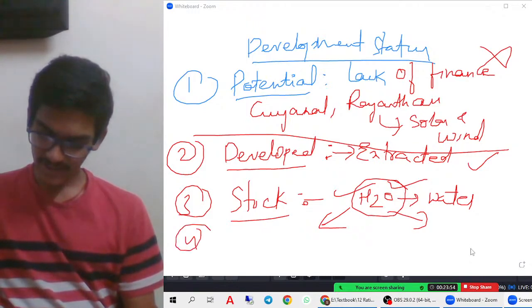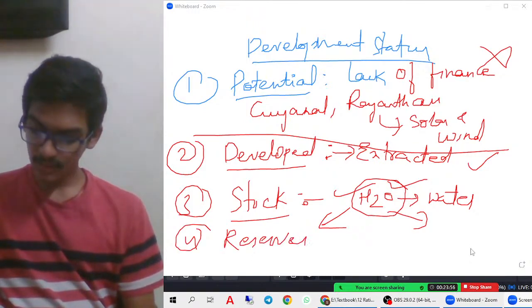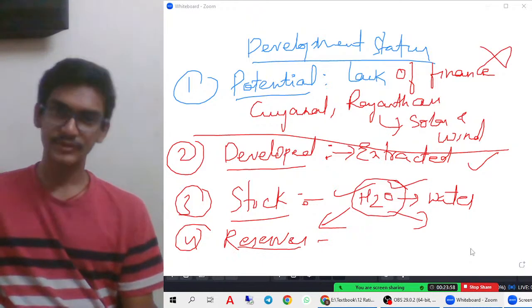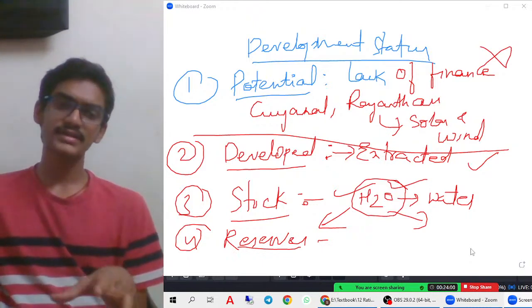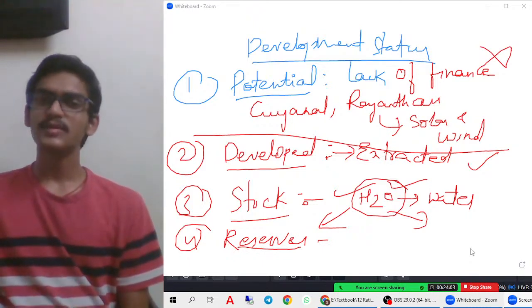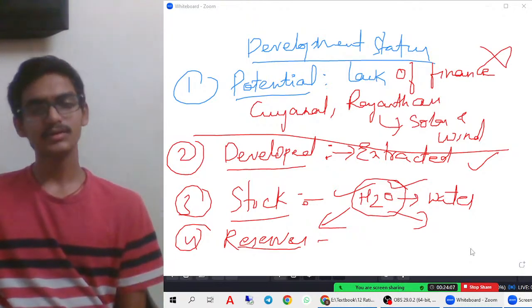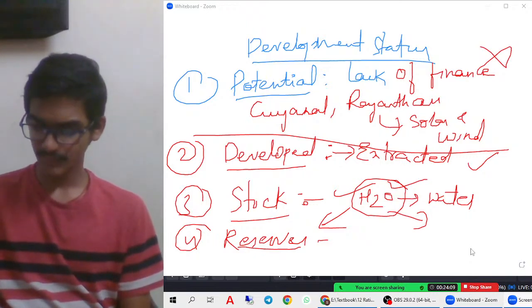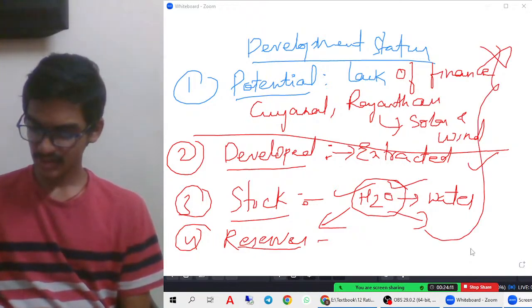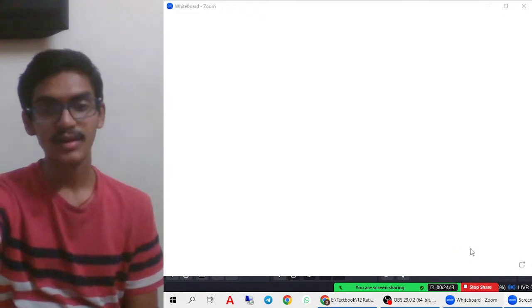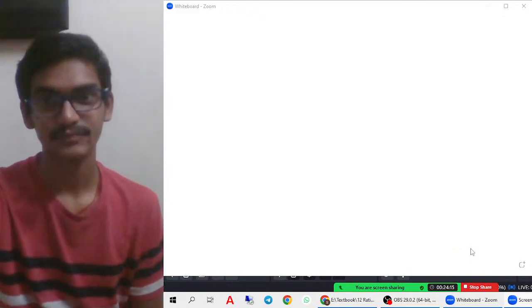And the next thing is reserves. Reserves are also a subset of stock, meaning they are also under stock only. Because of some lack of technological and institutional things, they are also not being extracted. So these are considered to be the different development stages, based on which resources are classified. This you must try to understand.